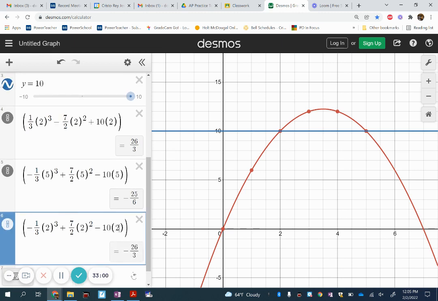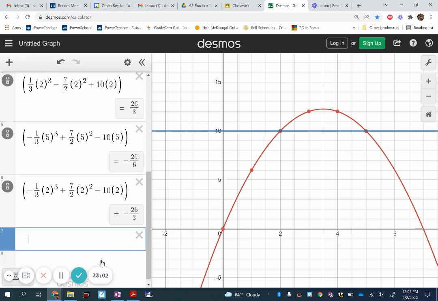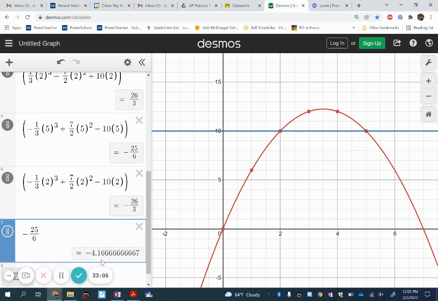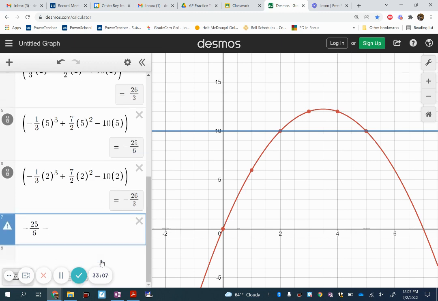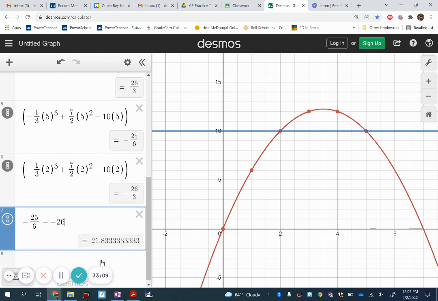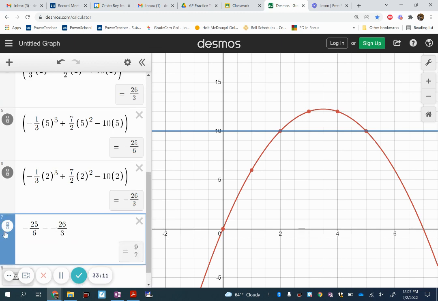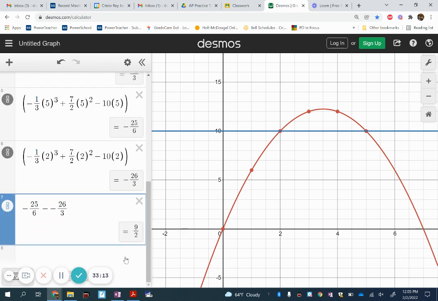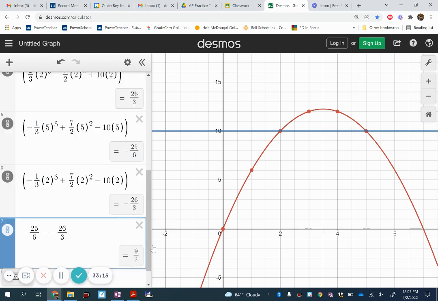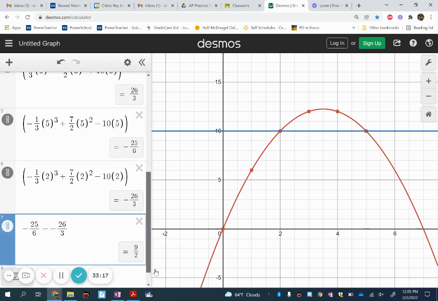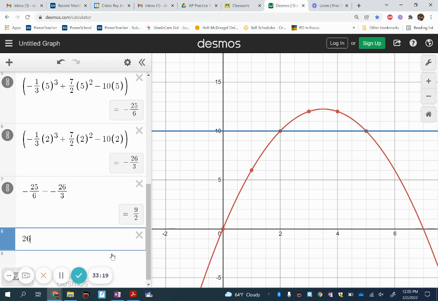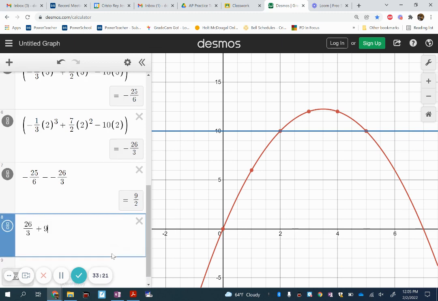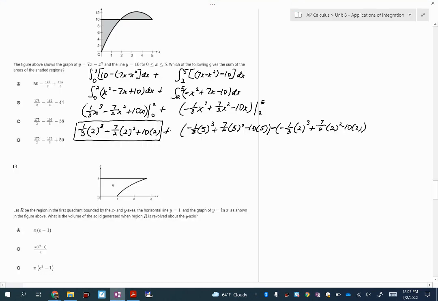First, subtract these. So I have negative 25/6 minus negative 26/3. That gives me 9/2. And then the last thing is to add together my 26/3, the very first thing I did, plus 9/2. So my answer is 13.16 repeating, or 79/6. So that's my answer, 79/6 when all is said and done.